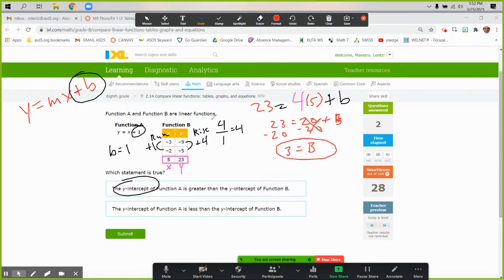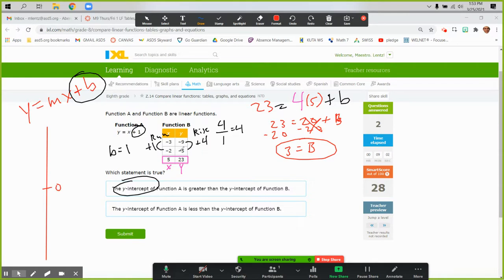So for function B, the y-intercept is 3. For function A, the y-intercept is 1. And then people are asking me, so what do you mean by which one's greater? So just think of it on a number line, because it is. It's y-intercept.